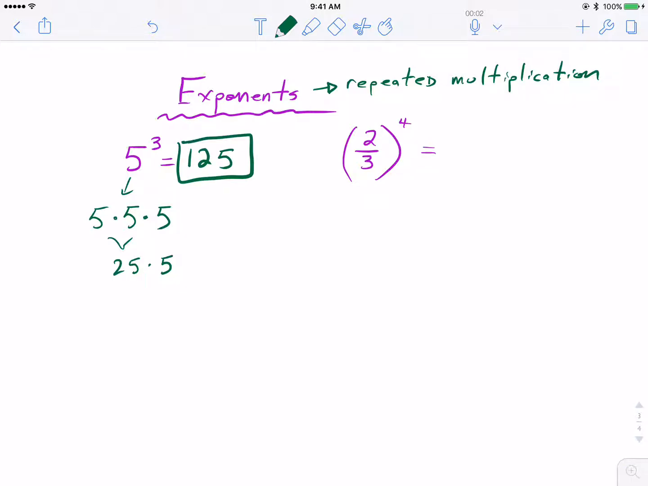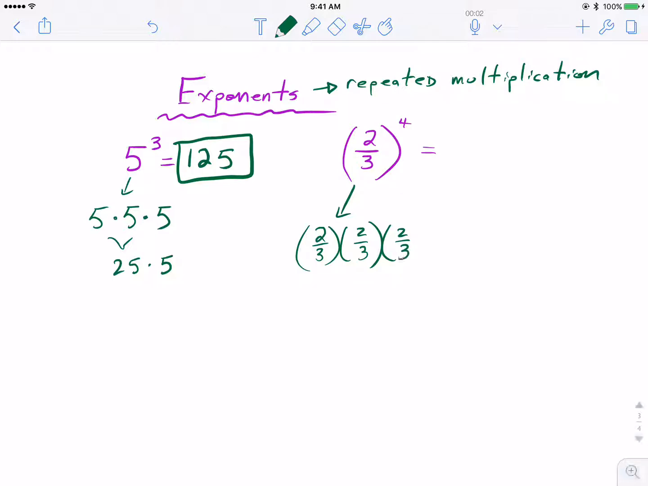Kind of break it down like that, it really turns into a problem that's not that difficult, a multiplication problem. If you try to do it in your head, you might run into an error, obviously. Fractions with exponents, we can think of in the same way. So we can think of 2/3 to the fourth power as 2/3 times itself 4 times.